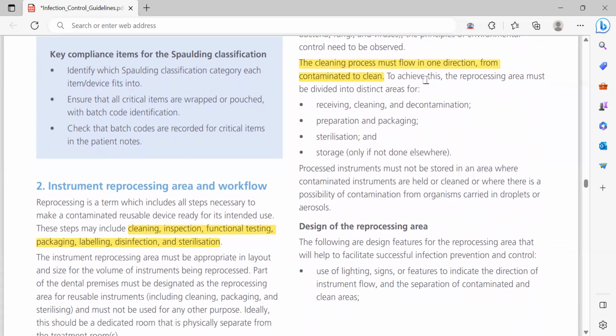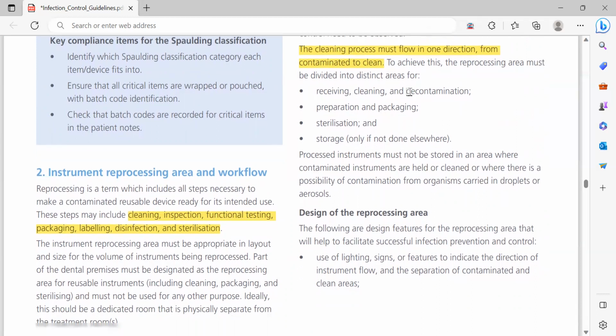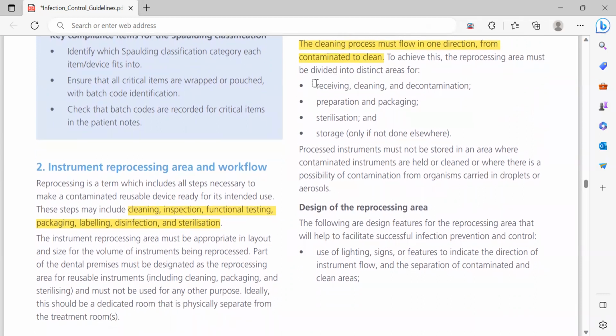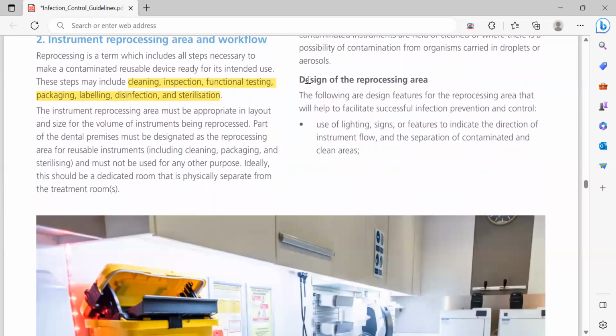To achieve this, the reprocessing area must be divided into distinct areas. First, the receiving area, cleaning area, and decontamination area. Then preparation and packaging. Afterwards, the sterilization and the storage. So how should the design of the reprocessing area be?